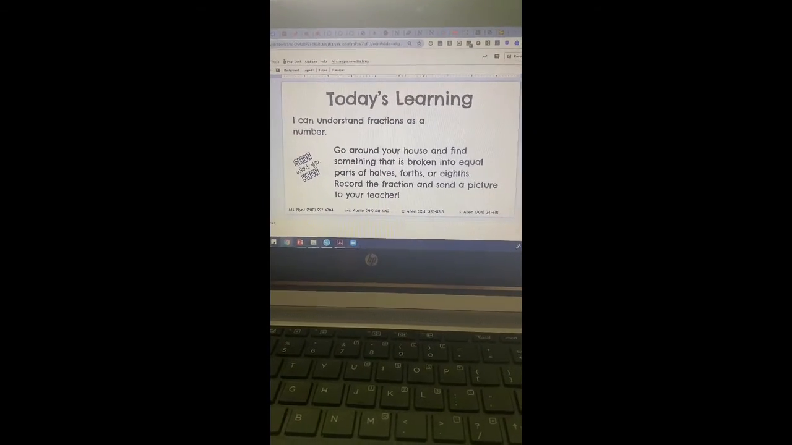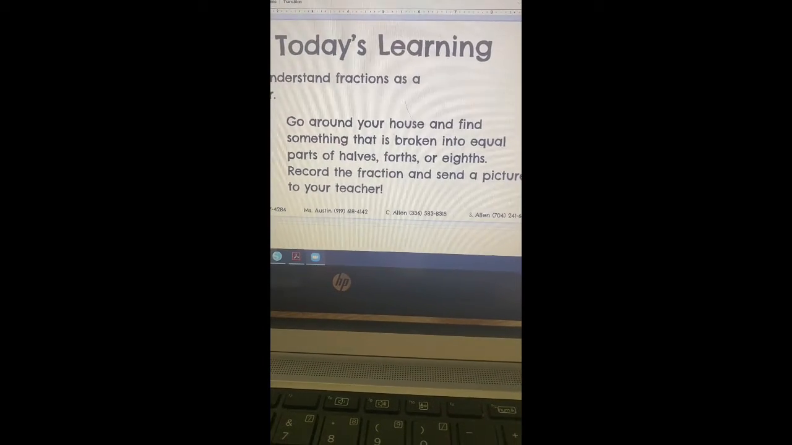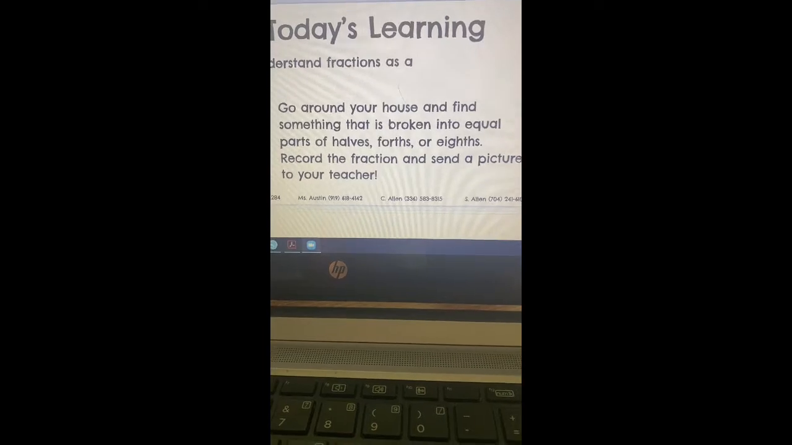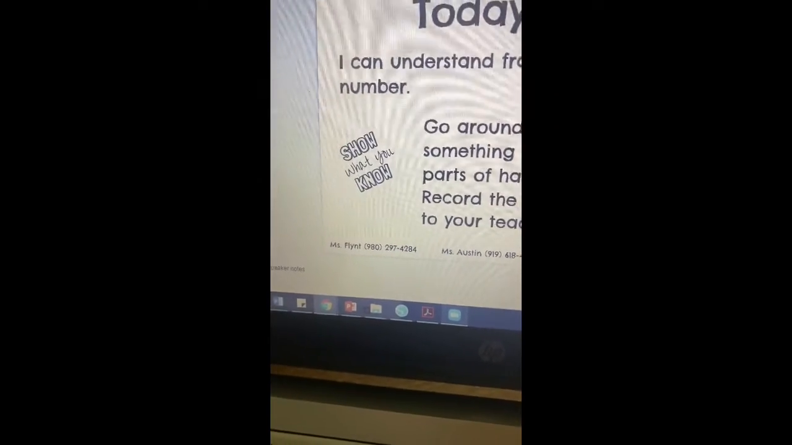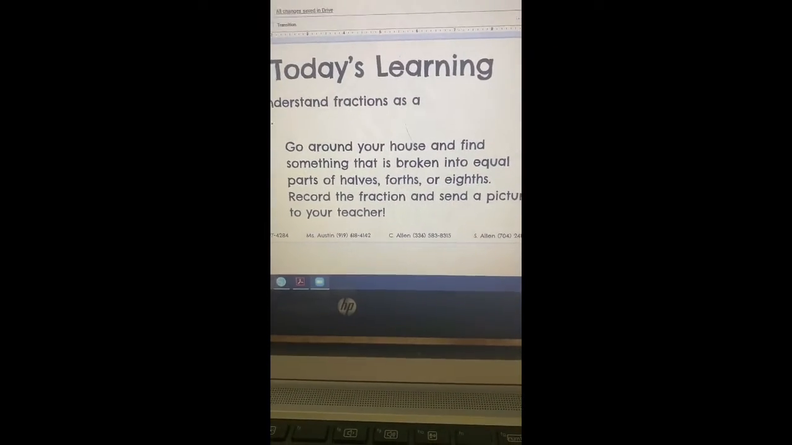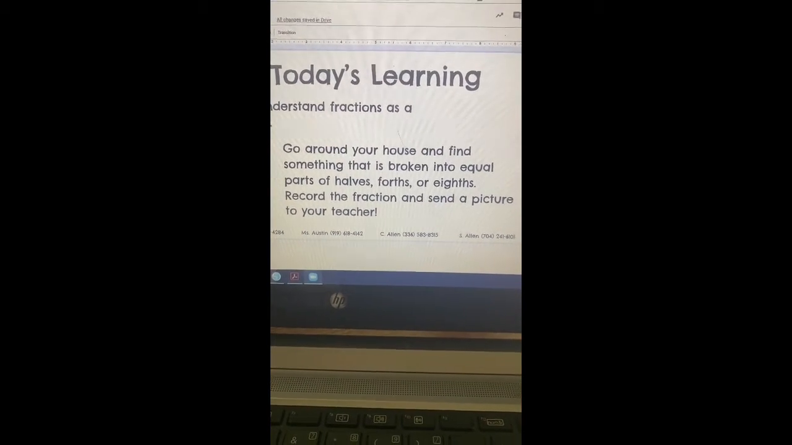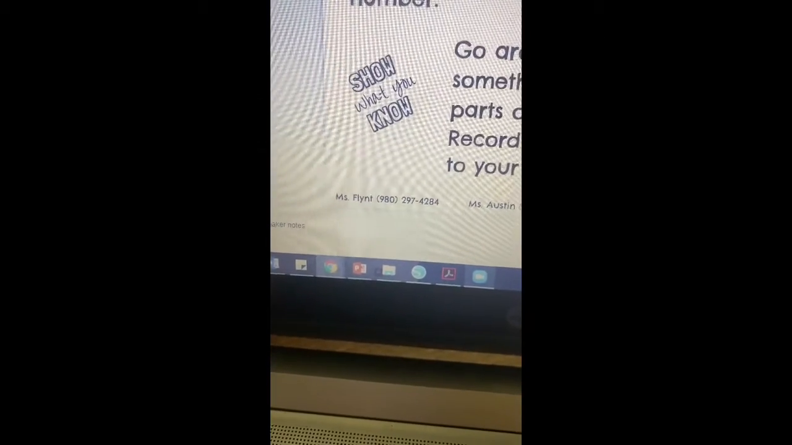So show what you know. Go around your house and find something that is broken into equal parts of either halves, fourths, or eighths. Record the fraction and send a picture to your teacher. Don't go break something to make it though, all right? My number is right here. That is the only number you need to worry about, all right? So find something that is broken into equal parts, either halves, fourths, or eighths. Take a picture and send it to me. I can't wait to see all your pictures.